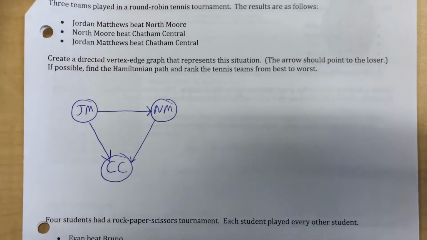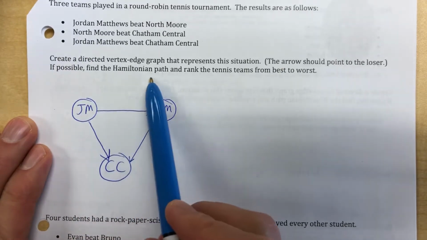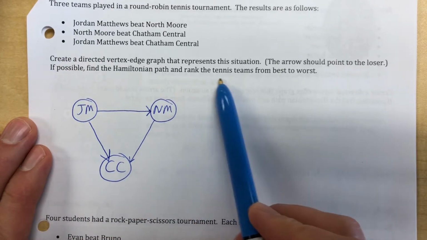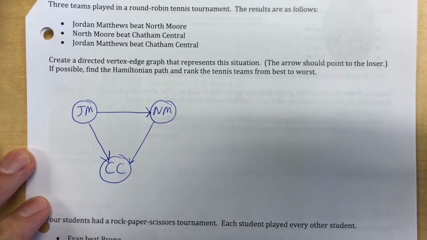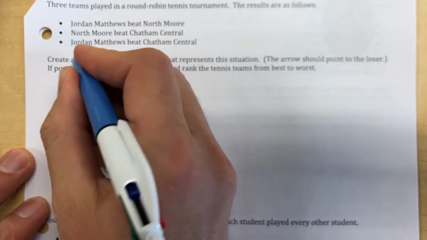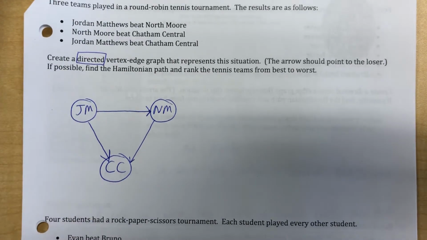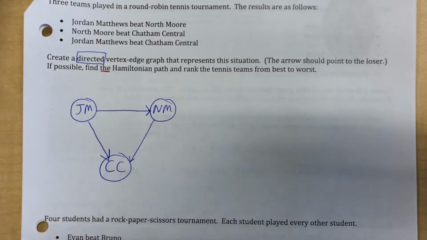Okay, so here is what's about to happen. If possible, find the Hamiltonian path and rank the tennis teams from best to worst. This is a great way to find ranking, but it has to be a directed graph. And I want you to notice this word right here that I will underline in red. Find the Hamiltonian path, not a Hamiltonian path. If we have more than one answer here, then this is not going to work. I think you'll see that as we go.